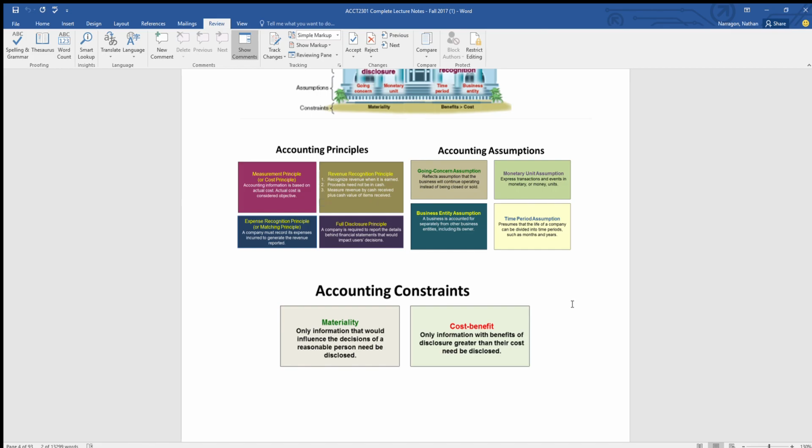The other one is cost benefit. This is only information with benefits of disclosure greater than their cost needed to be disclosed. That's the definition right there. Basically, will I make more money than what it cost me? This is buying a machine.